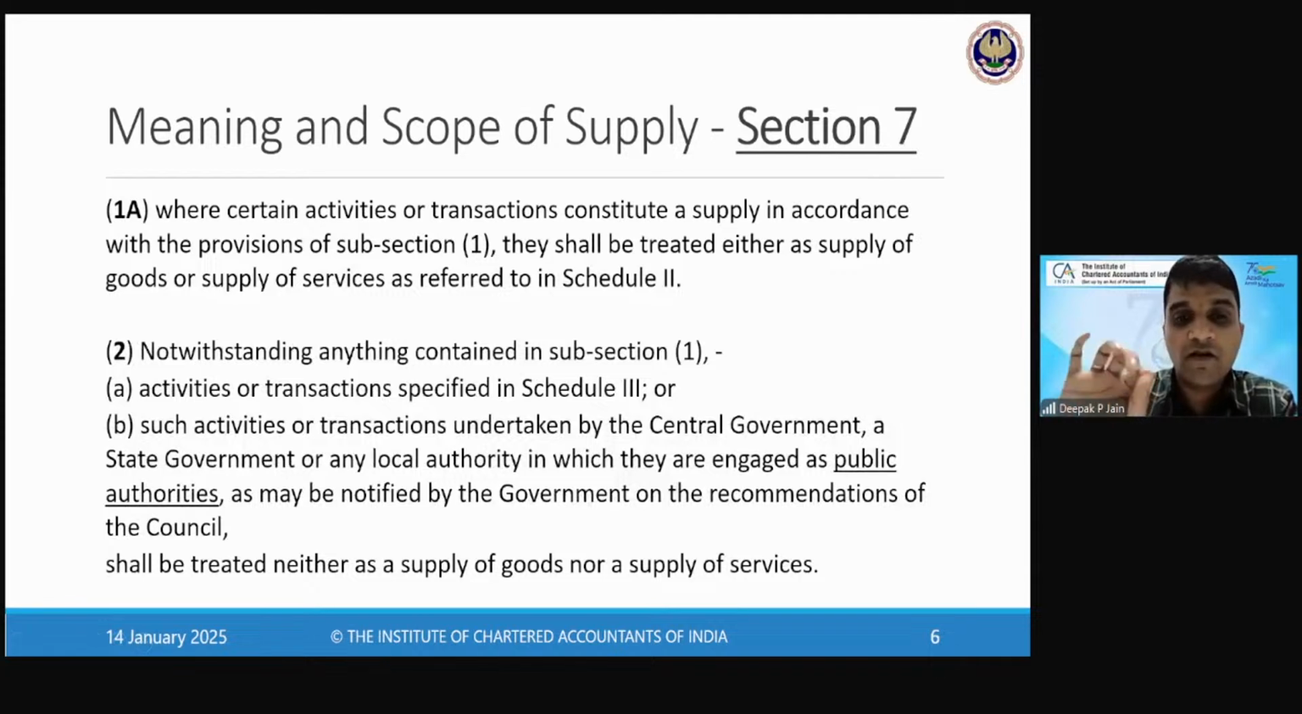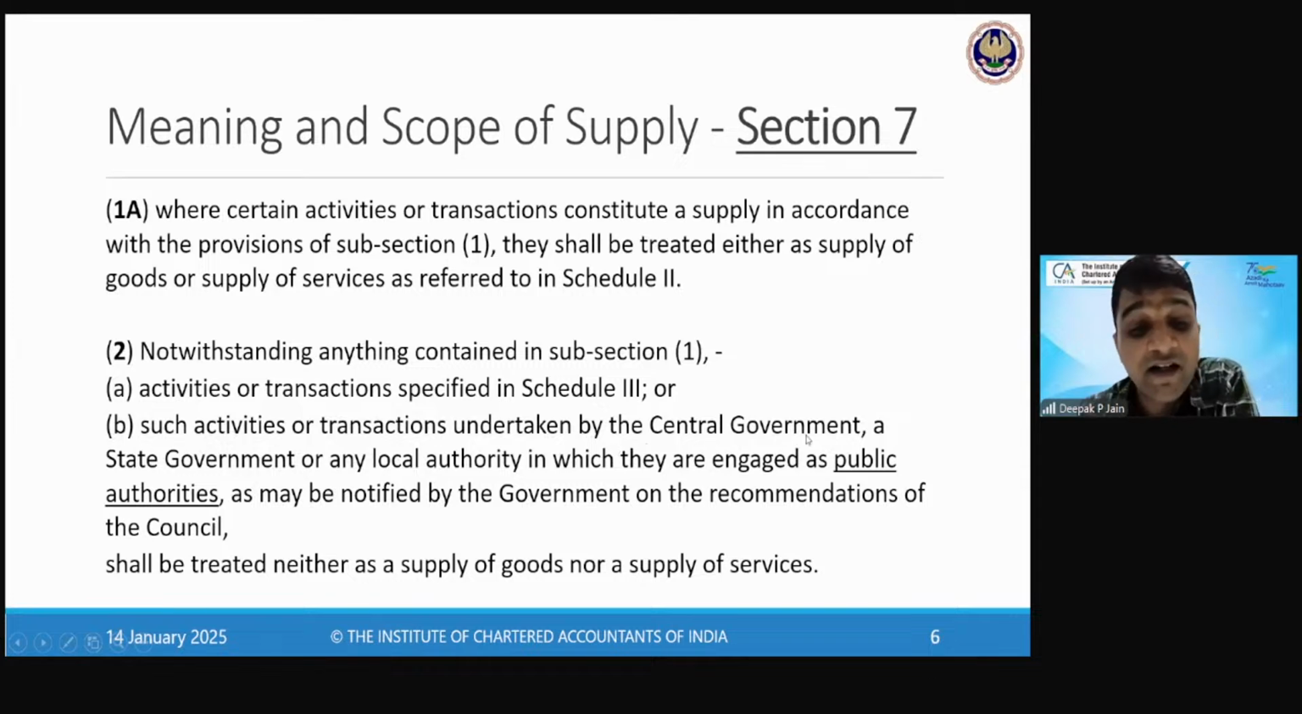7(1)(a) वो क्लासिफिकेशन है। एक बार सप्लाई डिसाइड हो गया तो फिर वो गुड्स है या सर्विस, उसके लिए हम शेड्यूल 2 में जाएंगे। अब जाएंगे 7(2). Notwithstanding anything contained in subsection 1, activities or transactions specified in schedule 3 or such activities or transactions undertaken by the central government, state government, or any local authority in which they are engaged as public authorities, as may be notified by the government on the recommendation of the council, shall be treated neither as a supply of goods nor supply of services.